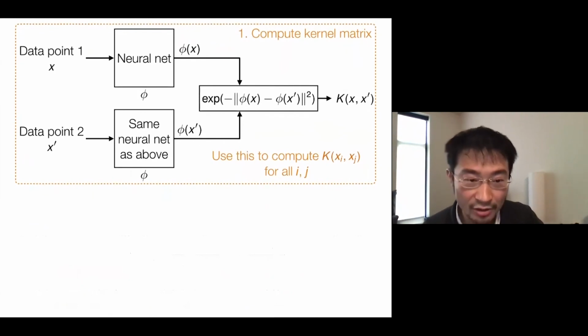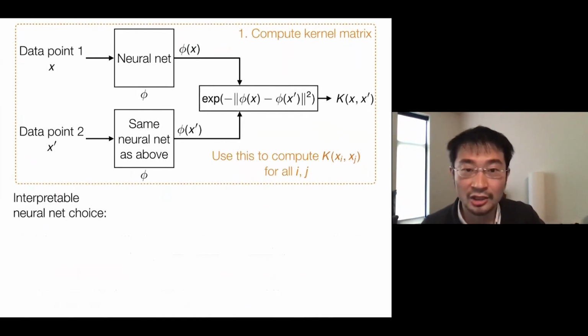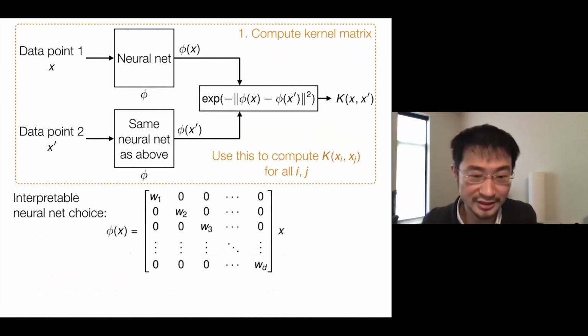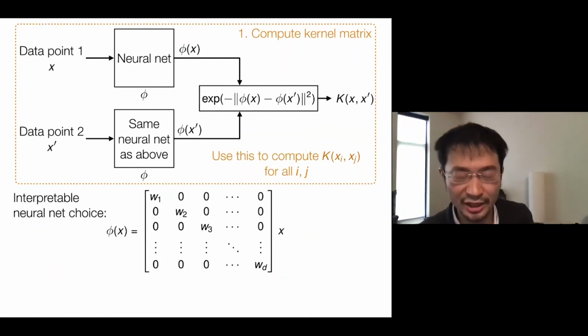Some things I'll say though about phi. There's a very simple choice of phi that keeps things very interpretable, which is the following. Basically, it's just diagonal weights. You're just saying how to weight the d different features in x.